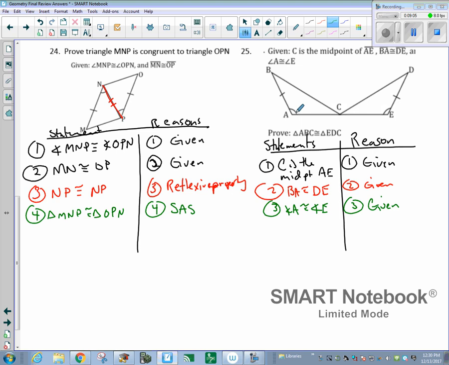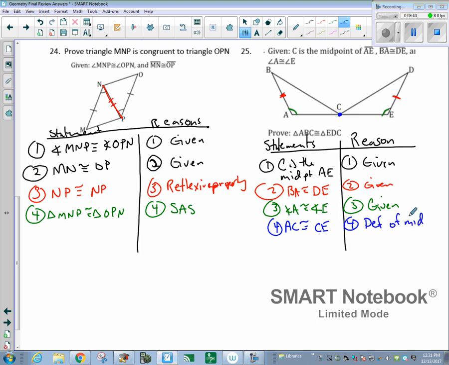If you look, angle A and angle E are congruent, and they also told me that this side is congruent to that side. They told me that C is the midpoint, so C is in the middle of A and E, and being in the middle means that we're directly in the middle, so it cuts this AE into two equal pieces. So that would be my next step: I'm going to say AC is congruent to CE by definition of midpoint.